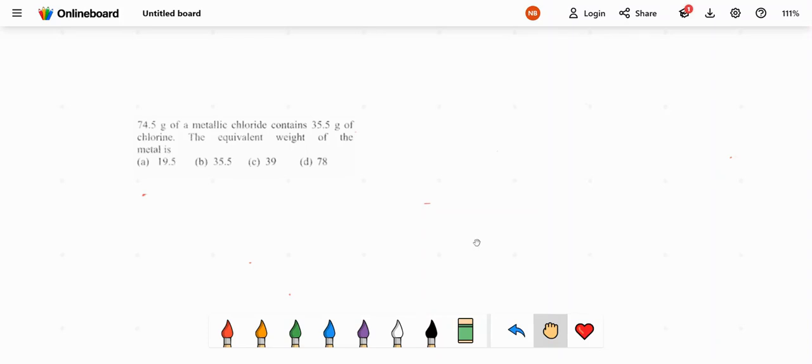Let us solve this question. 74.5 gram of metallic chloride contains 35.5 gram of chlorine. So what they are saying, they have given the weight of metal chloride, but we don't know the formula. Just for representation of metal chloride, I have taken like that. That will be 74.5, and the chlorine weight alone they have given, that is 35.5.